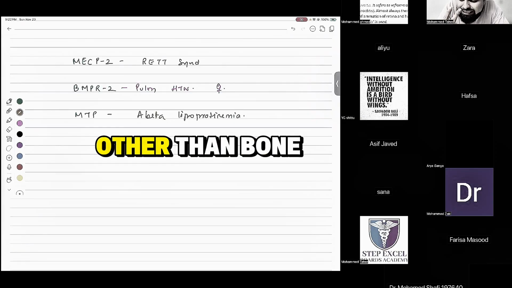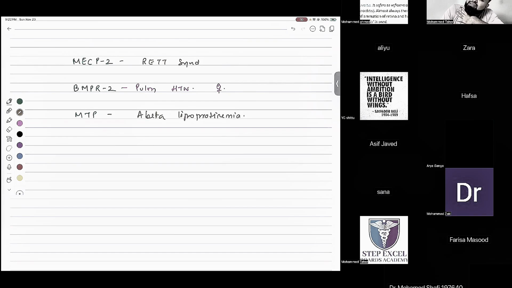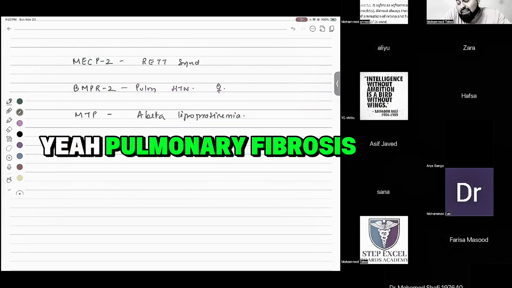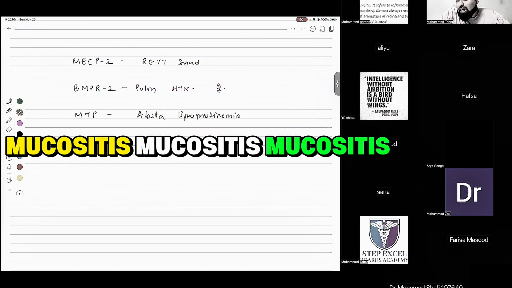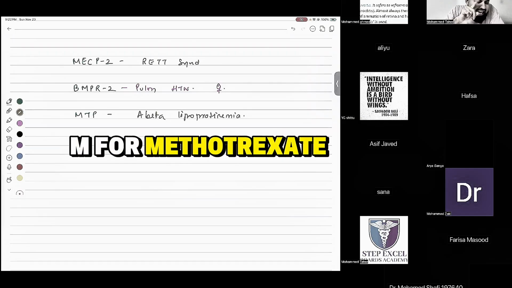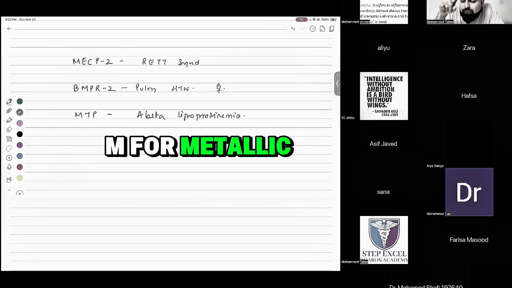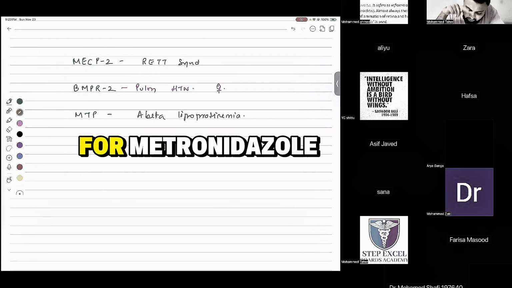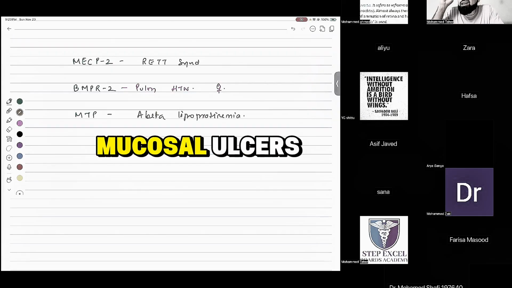What are the adverse effects of methotrexate? Tell me at least two, other than bone marrow suppression and low folate. Photosensitivity, hepatotoxicity, pulmonary fibrosis, myelosuppression. It is teratogenic. Mucositis, oral mucosal ulcers. So M for methotrexate, M for mucosal ulcers. Another M: M for metronidazole, M for metallic taste.